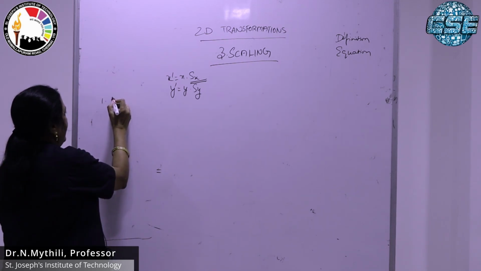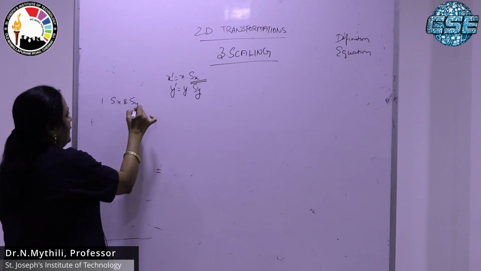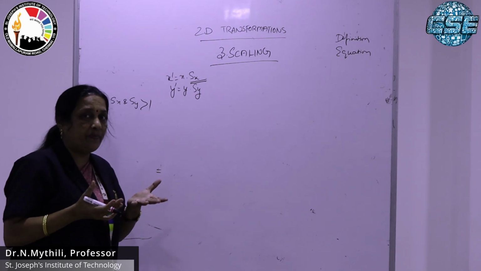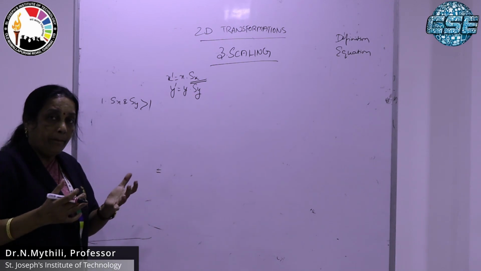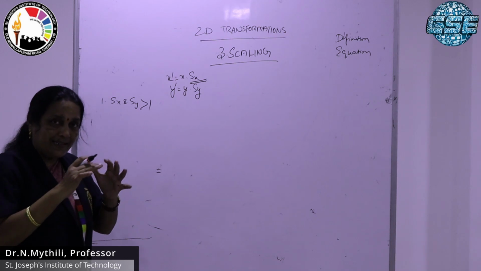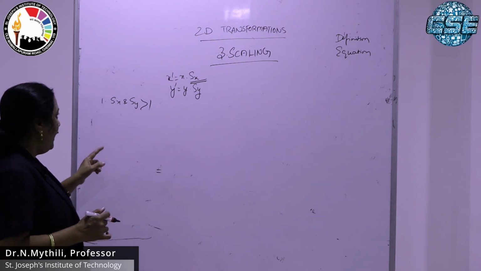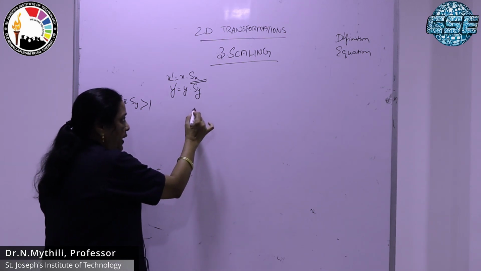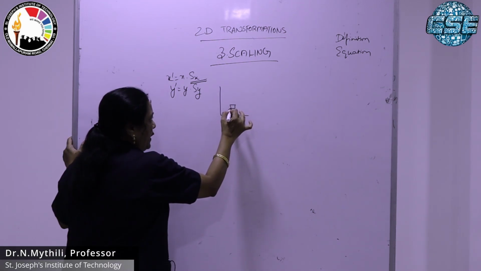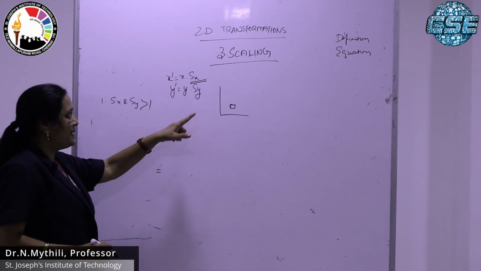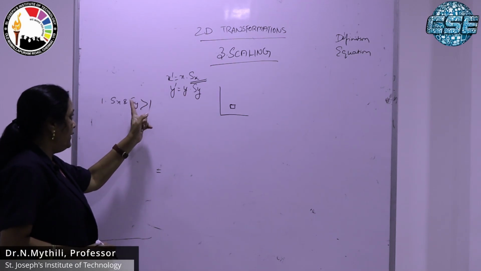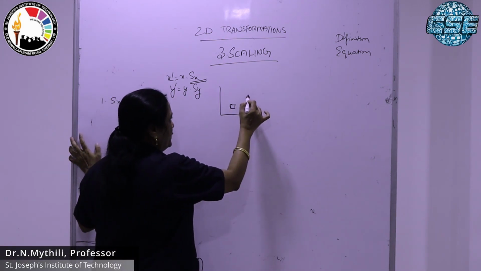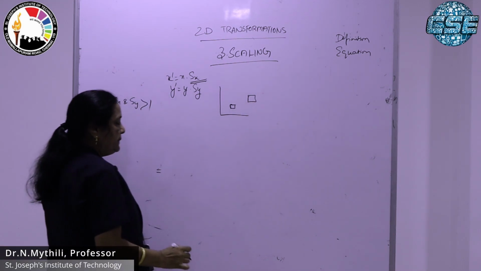Case 1, when sx and sy both are greater than 1. So when the value of the scaling factors are greater than 1, we can have the enlargement in the size of the object. Also we can have the object which moves far away from the coordinate origin. Suppose you have the object here, and when you apply the scaling equation, and if the scaling factors are greater than 1, you will have the object which is moved here, right.